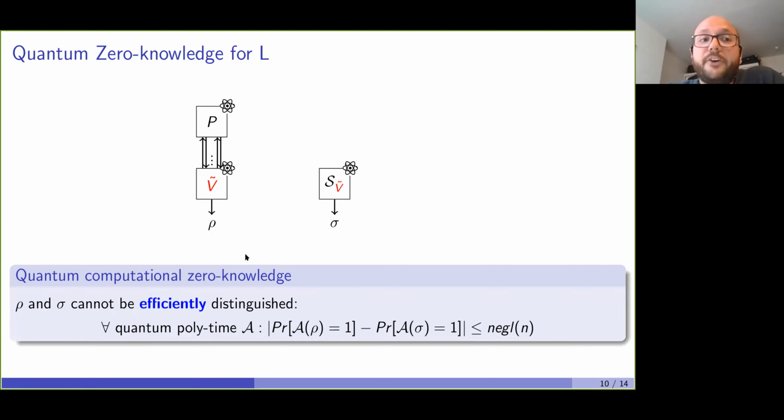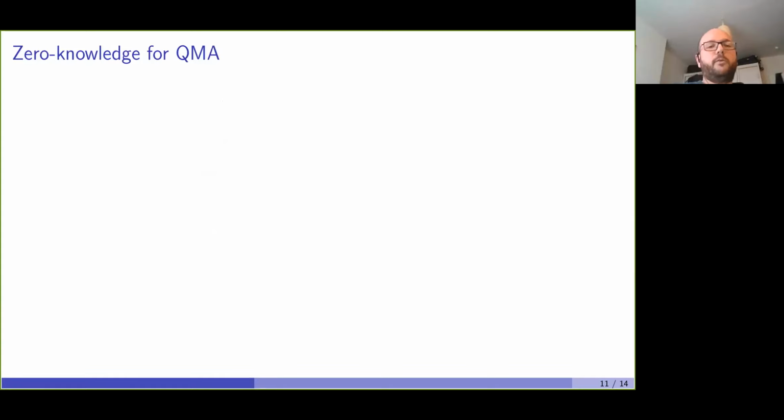And zero knowledge is very important in classical cryptography because it's used in several settings such as Bitcoin and so on. So our goal here is trying to understand this type of protocols also in the quantum setting. In particular, there has been a recent effort in devising this type of zero knowledge protocols for QMA.